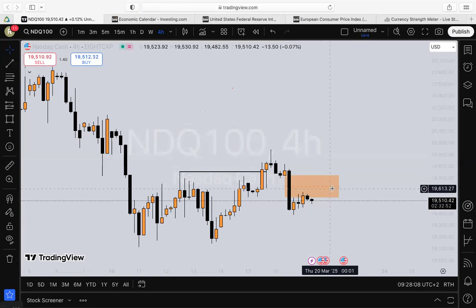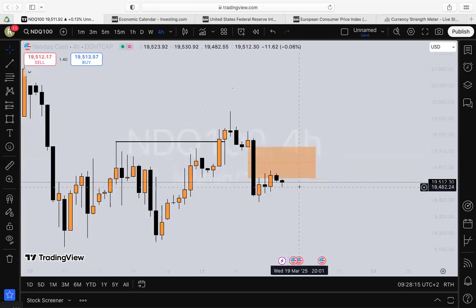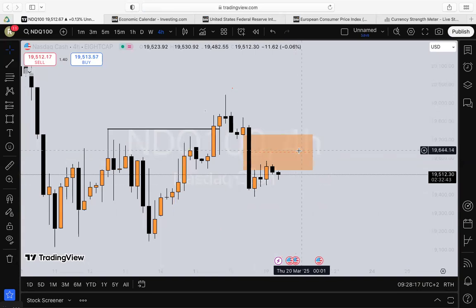Let's wait for FOMC, or we can still trade together at 3:30. If NAS100 does not open a buy fair value gap here, right, we'll consider going to the downside during the New York session.